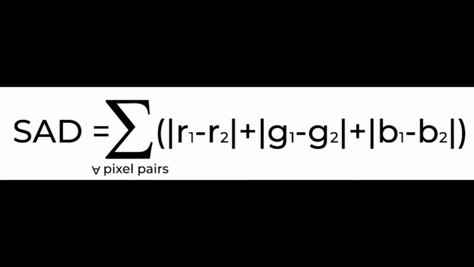To compute the SAD between two pixels or two blocks, we first find the absolute difference of the red values, the absolute difference of the green values, and the absolute difference of the blue values, and sum them up for each of the pixels in that block corresponding to the pixels in the search block.